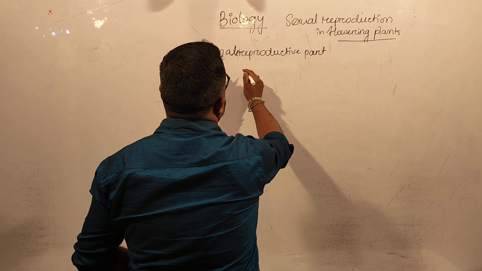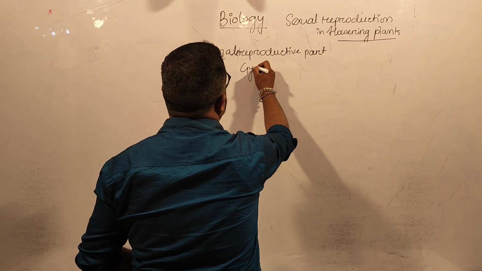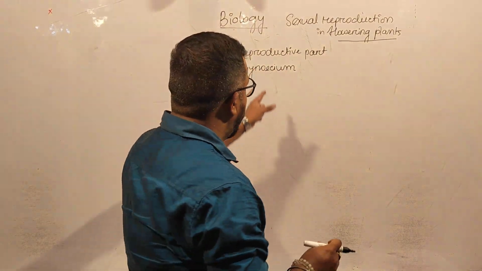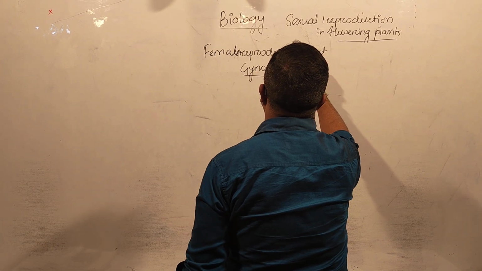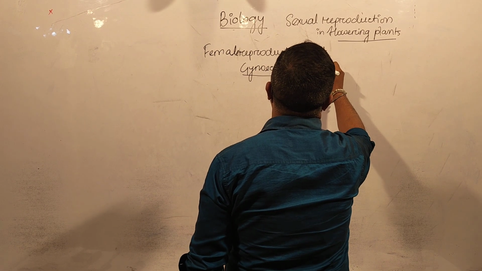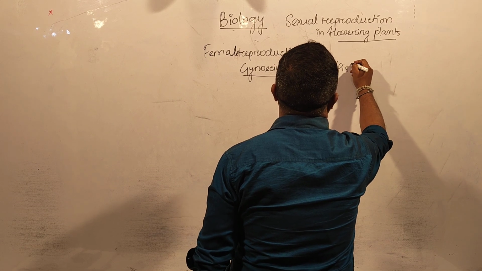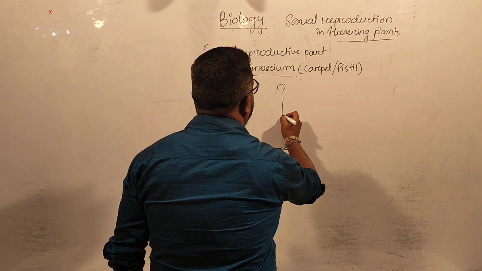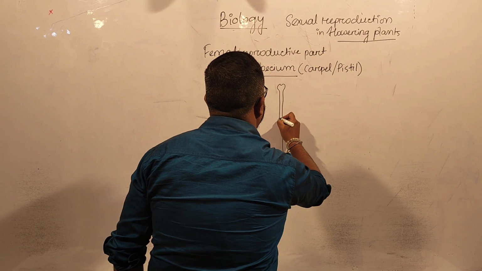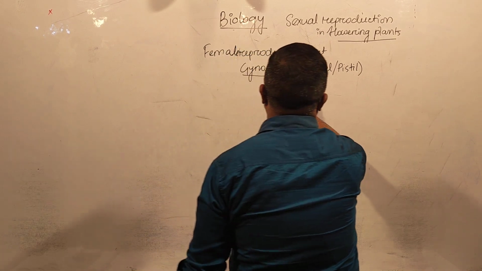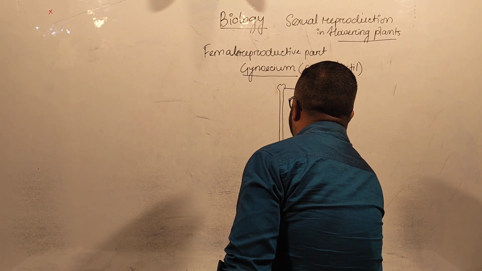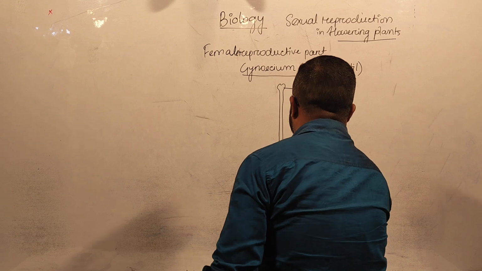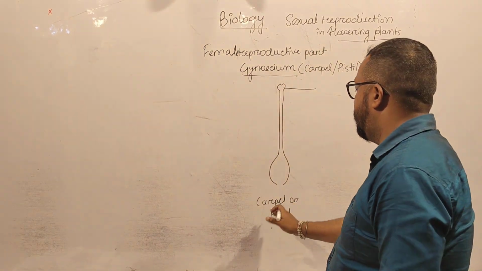The female reproductive part is known as gynoecium. Each unit of the gynoecium, as I have told you earlier, is a carpel or pistil. So I am going to draw a carpel or a pistil at one go. This is a carpel or pistil.